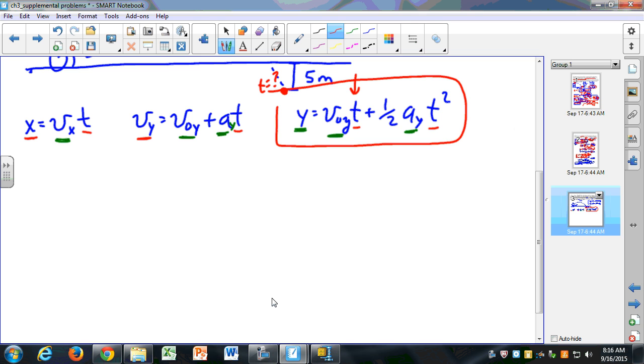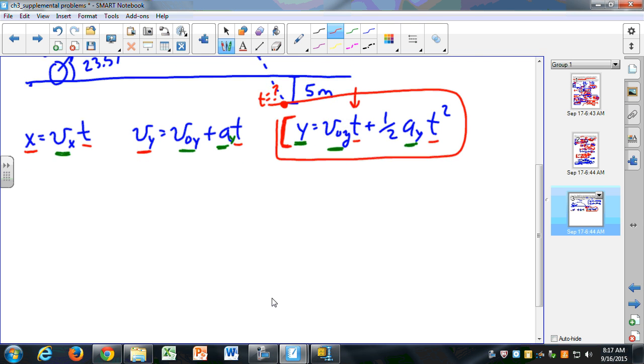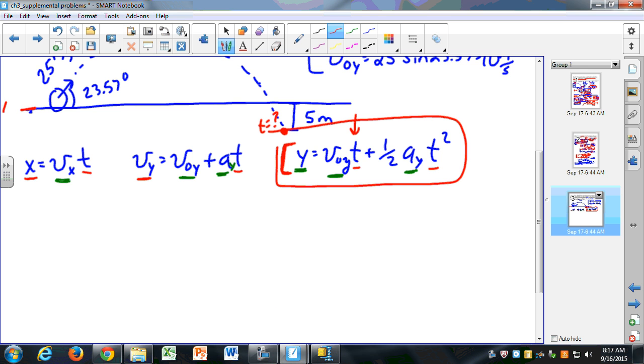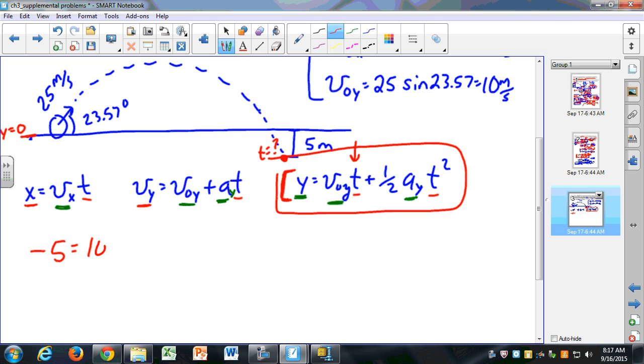So I need to determine what is my quantity y. What is the y displacement at this time? It is not just 5, it's minus 5. Right, so remember this is y equals 0. Anything above that point is positive. Anything below it is negative. So y is negative 5. V naught y was 10 t plus 1 half a is negative 5 t squared.